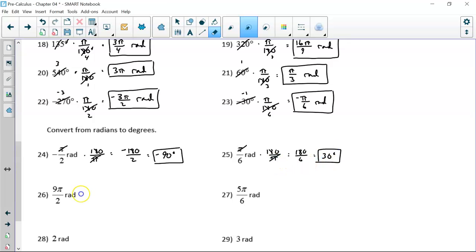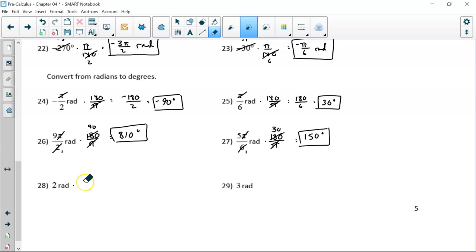9 pi over 2. So we multiply by 180 over pi. The pi's cancel. I'm actually going to cancel a little bit more. The 2 and then 180, that becomes a 90. That becomes a 1, so we're going to get 810 degrees. 5 pi over 6 radians, so we're going to multiply by 180 over pi. The pi's cancel. The 6 becomes a 1, the 180 becomes a 30. So we're going to end up with 150 degrees.